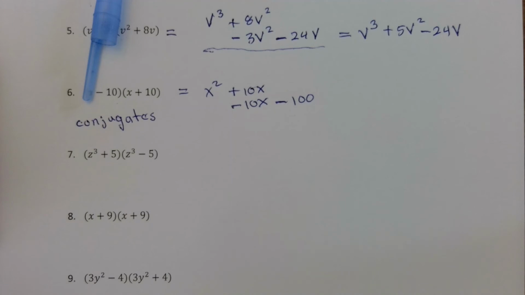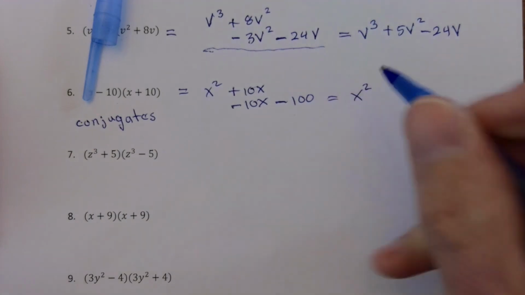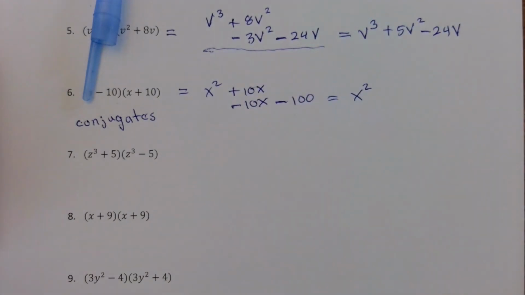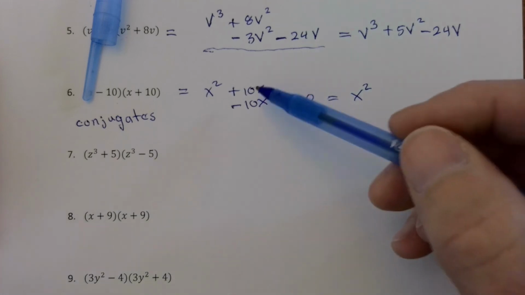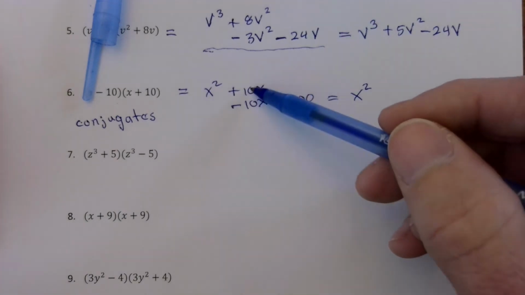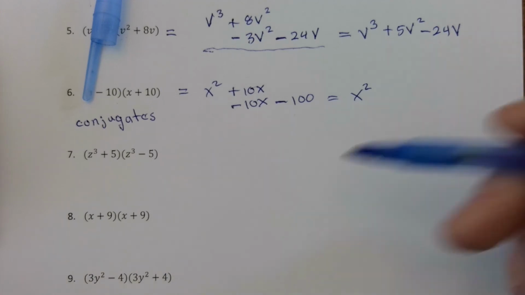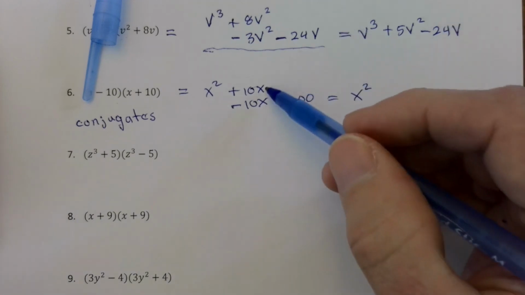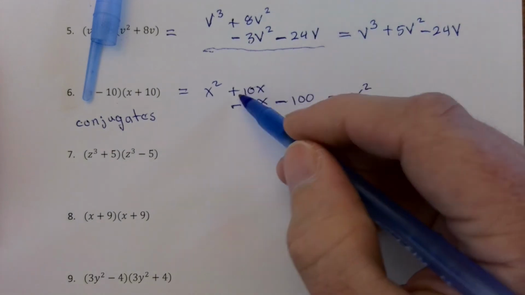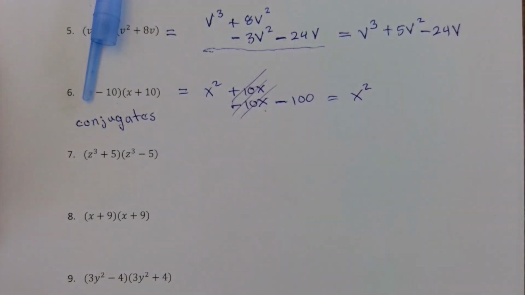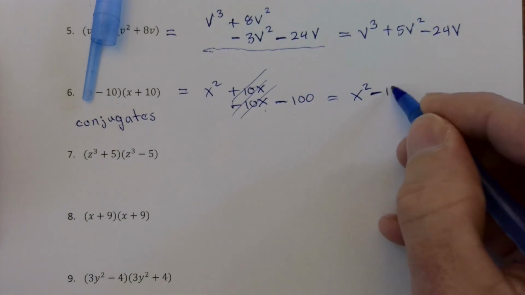Well, you can see what's going to happen here. When I get to the x column, I have 10 minus 10, and that makes 0. You should not write x. You really shouldn't write 0x, although that would be correct. Here's the point. When in life you get to 0, it really doesn't matter what you were counting anymore. It doesn't matter if it was $10 bills, pencils, apples. They're gone. And in this case, the x's are all gone. So I'm not going to put anything in the x column. I'm just going to write x squared minus 100.